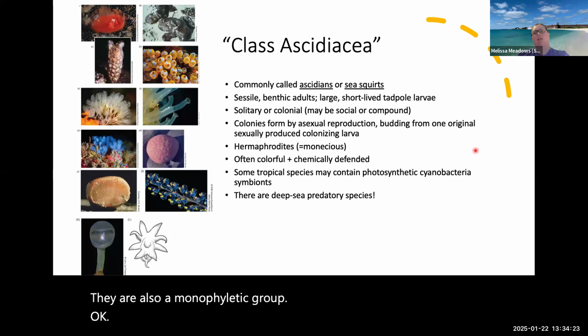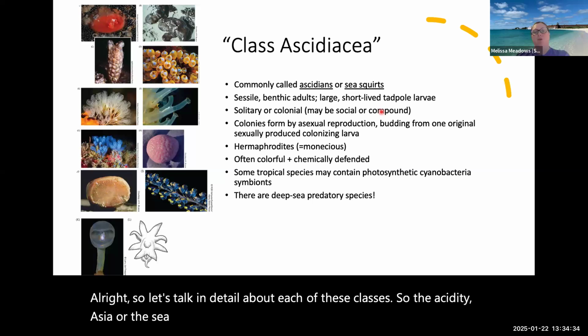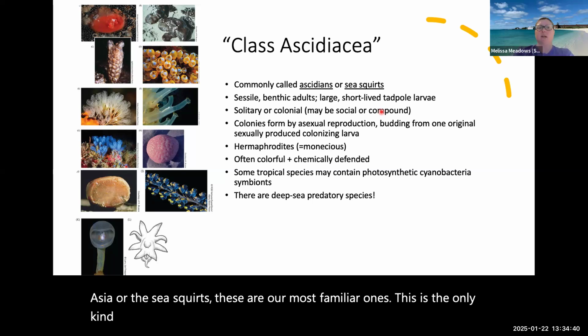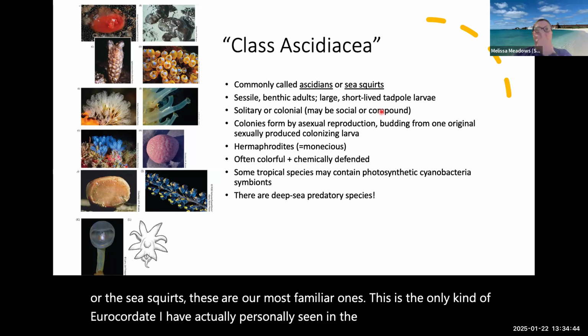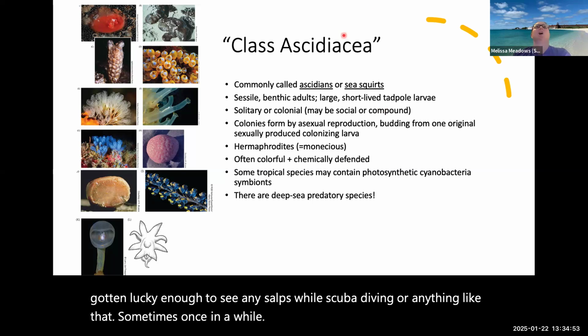All right, so let's talk in detail about each of these classes. So the Ascidiacea, or the sea squirts, these are our most familiar ones. This is the only kind of Urochordate I have actually personally seen in the wild. I haven't gotten lucky enough to see any salps while scuba diving or anything like that. Sometimes once in a while people see them.